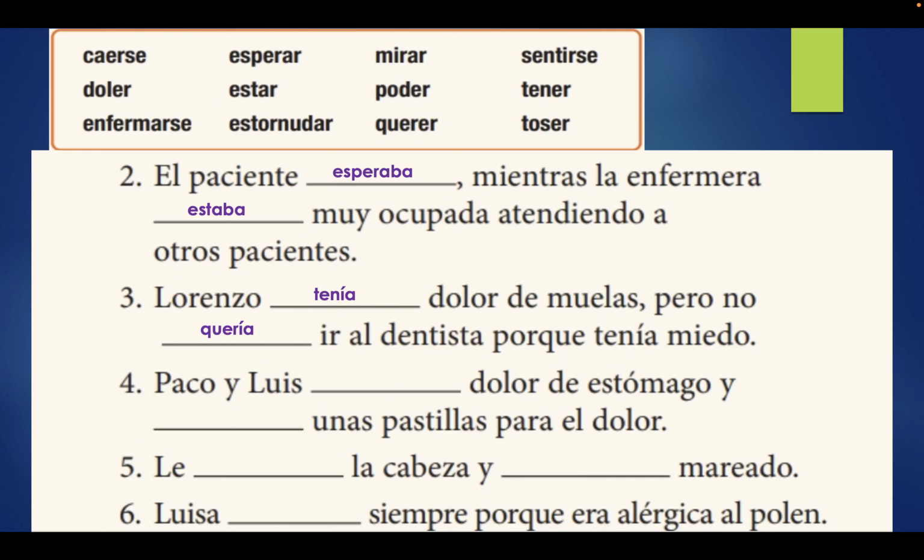Also, you could say he didn't want to go to the dentist because he was afraid. Using the verb querer, no quería ir al dentista porque tenía miedo. I would take either one there, quería or podía. Wasn't able or didn't want to.